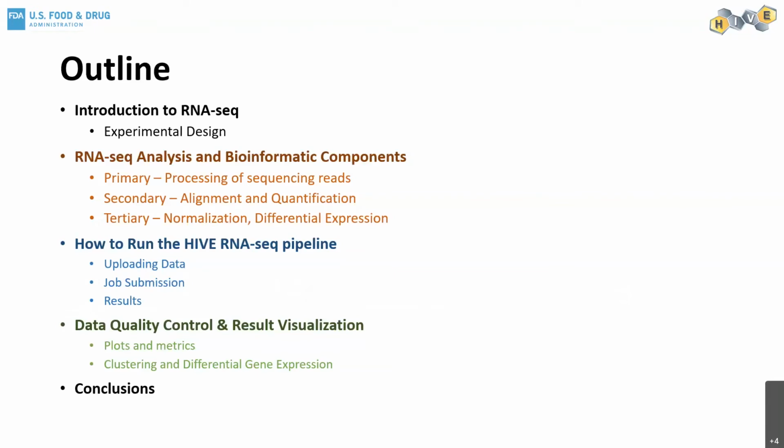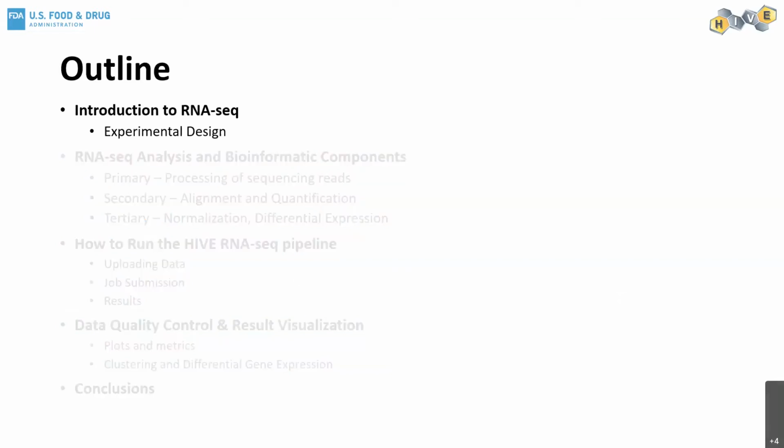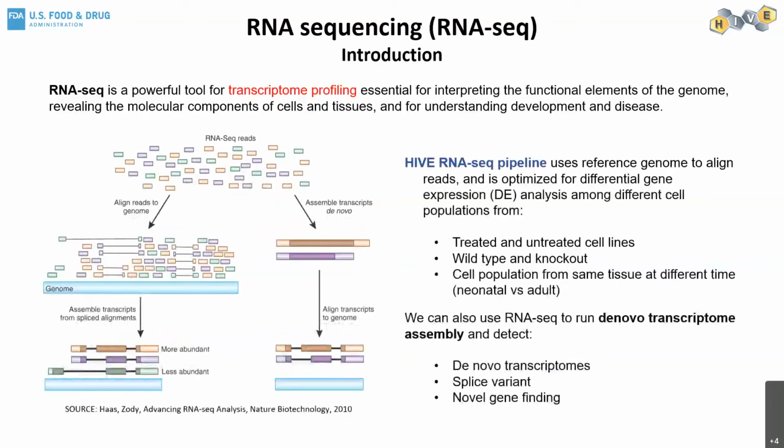So now we can start with the outline. This shows different parts of the presentation. I will give a brief introduction to RNA-Seq, RNA-Seq analysis, and bioinformatic components that are divided into three. I will show you how to run the pipeline and get results, and then we're going to talk about data quality control and visualizations. So let's start with the introduction, experimental design.